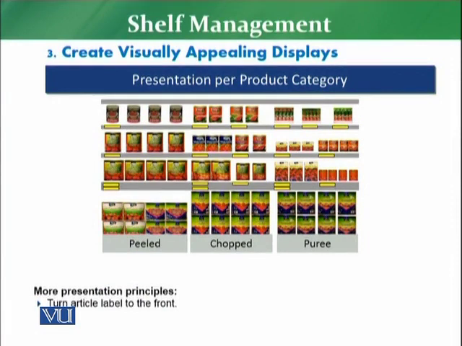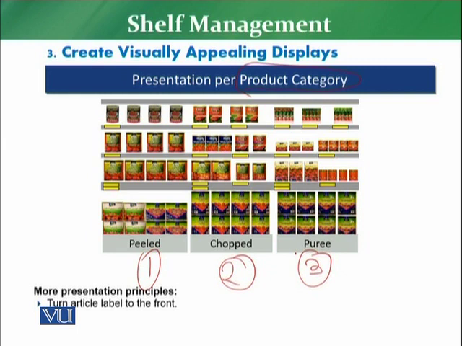So creating visually appealing displays has two aspects. The first is presenting the product as per the product category. For example, we have tomatoes here in front of you. You have one category, a second category and a third category. The first is peeled tomatoes, the second is chopped tomatoes, and the third is puree. So the product categories are properly defined. This will really help the customer to identify whatever he is looking for. He will see the product category and then buy that particular product category.